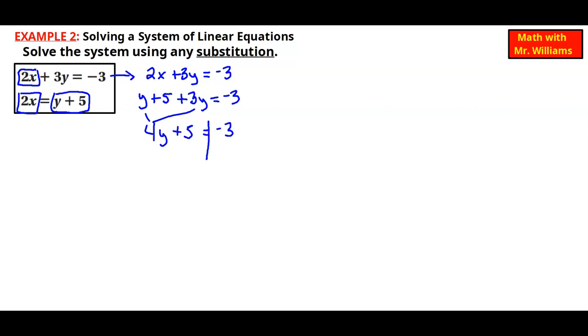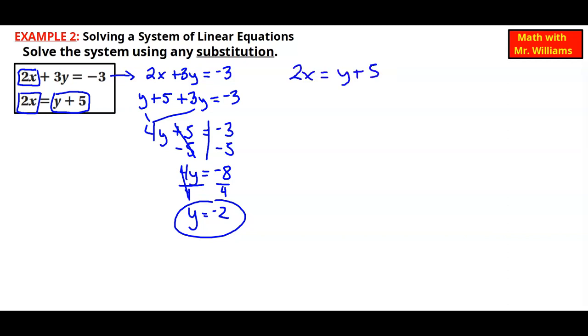So I'm going to draw my line of equality. I'm going to subtract 5 from both sides. This cancels, leaving me 4y equals a negative 8. Divide by 4 on both sides, leaving me y equals a negative 2. All right, now let's go ahead and substitute that in the second one.